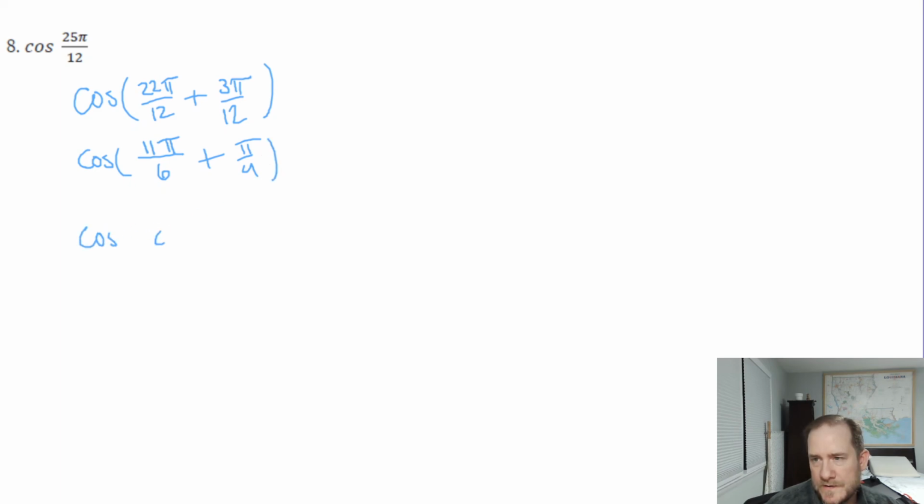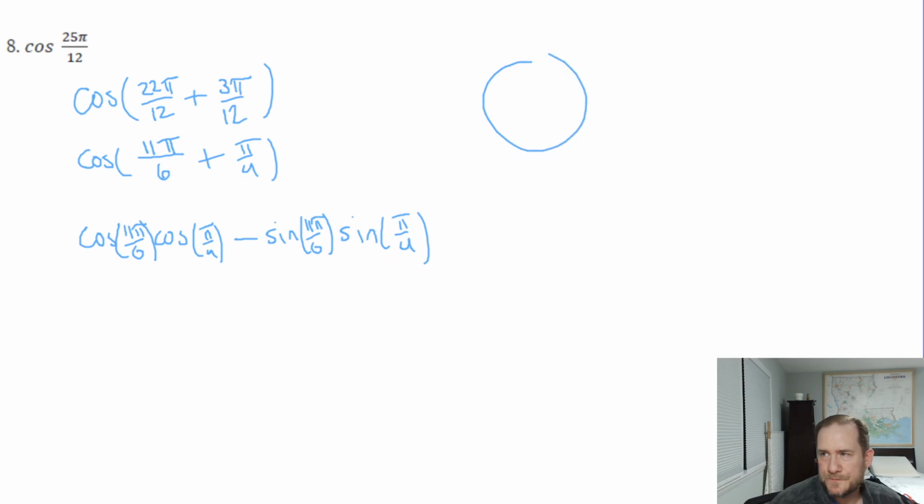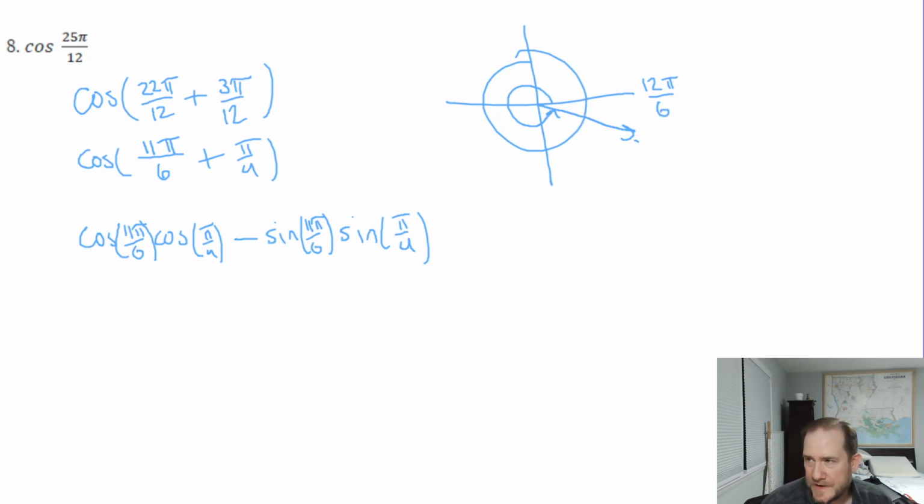So again, cosine, cosine, sine, sine. Cosine of 11 pi over 6 times cosine of pi over 4, sine of 11 pi over 6, sine of pi over 4. And again, if it's a sum, then this needs to be a difference. So where's this 11 pi over 6? Well, 11 pi over 6 would be 1 pi over 6 short of a full rotation, because a full rotation is 12 pi over 6. So 11 pi over 6 is just 1 pi over 6 away from that, meaning it's a 30-degree reference angle for us that lives in quadrant 4.